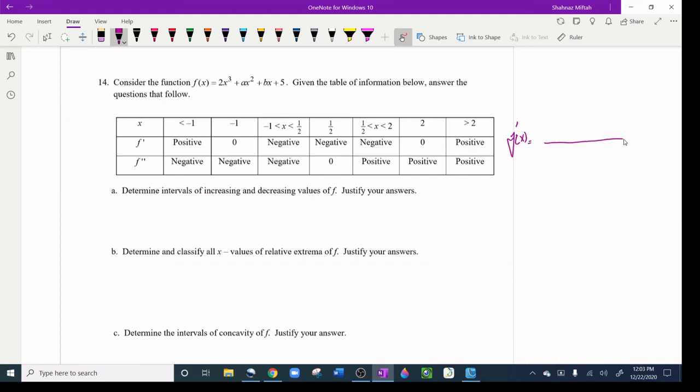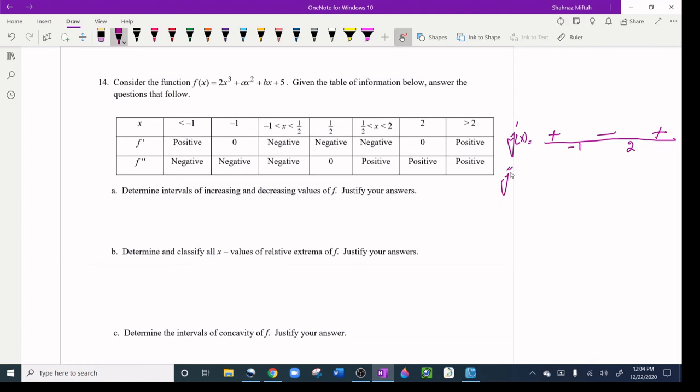The sign chart, find the critical points. So which ones are the critical points? Where the slope is 0 or undefined. So negative 1 and 2 are my critical points. Anything less than negative 1 is going to give me positive. Anything between negative 1 and 2 are all negative. Up over here I have all positive.